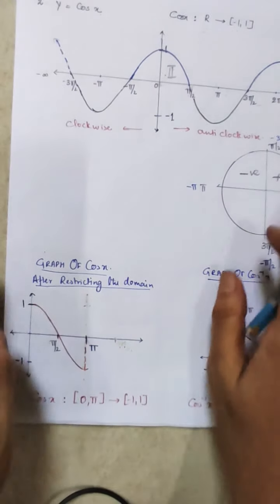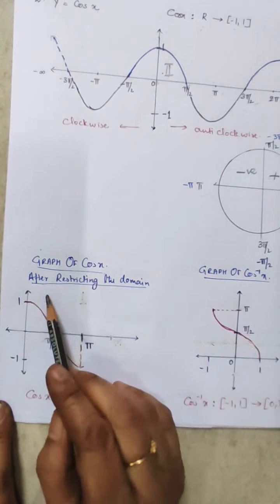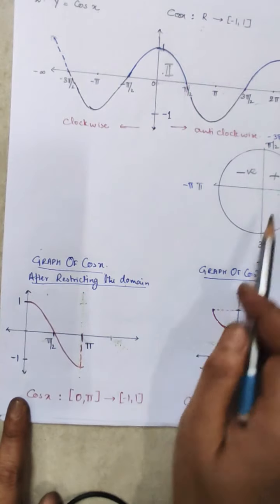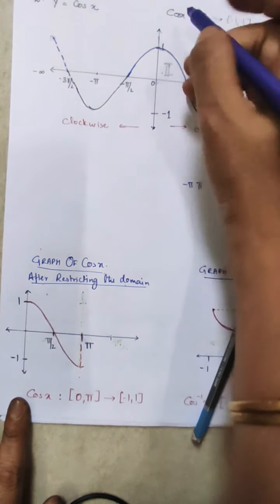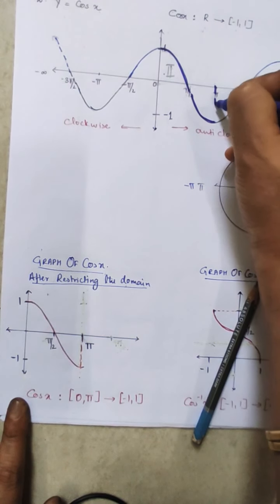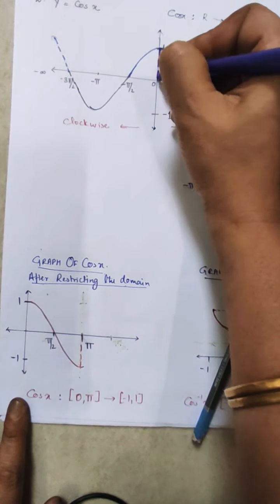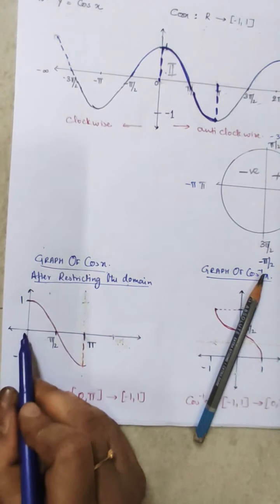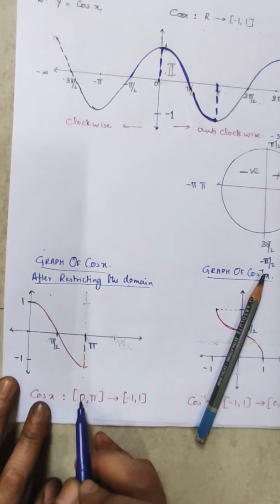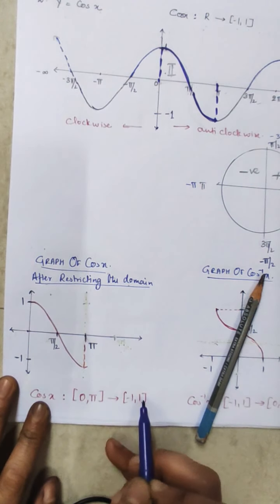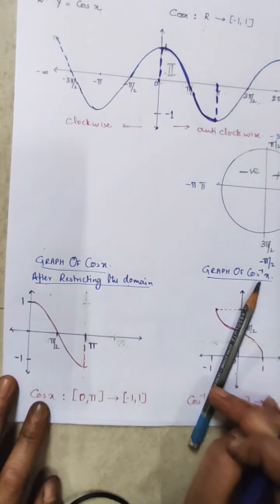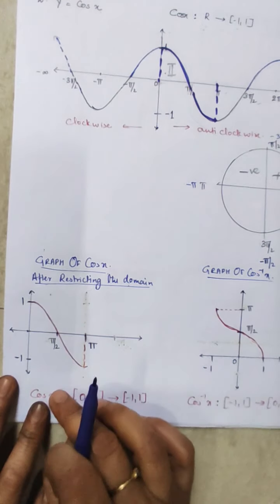Here I have drawn the graph of cos x after restricting the domain. Only this region is selected. So for cos x, the domain is 0 to pi and the range is -1 to 1. Now again, cos inverse is the mirror image of cos x.